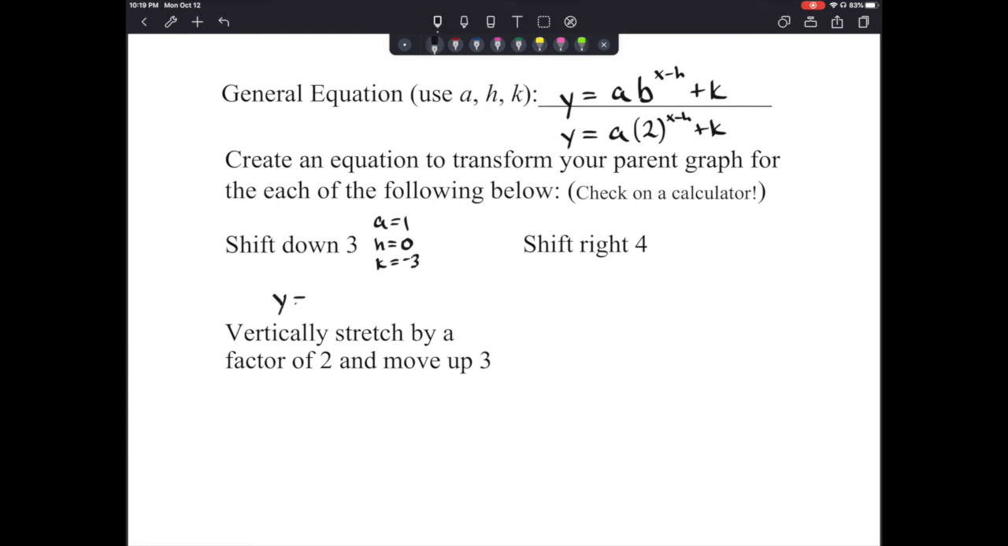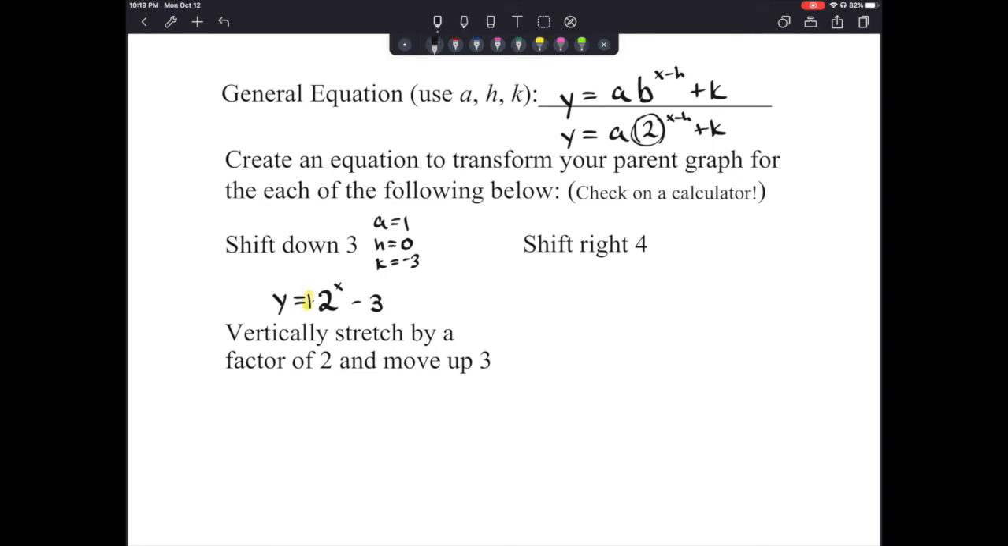So we'll say y is equal to a times, a is 1, so we don't actually have to put the 1. But we are going to use our base of 2 in this one. Sorry, I forgot to mention that. So it's like 1 times 2 to the power of x, and then to make it go down, we're going to do minus 3. But you don't have to write this times 1 in there. This doesn't have to be there.